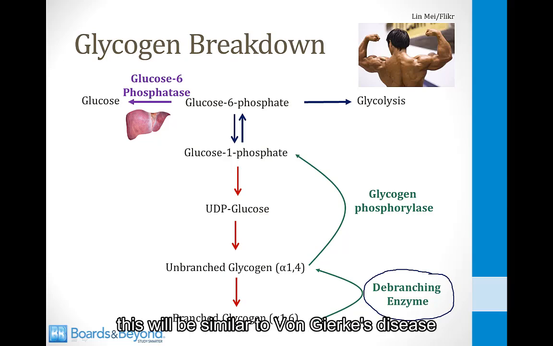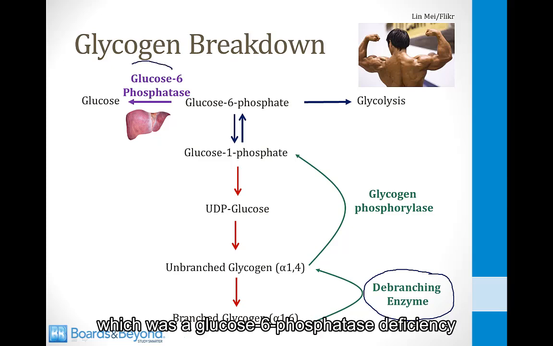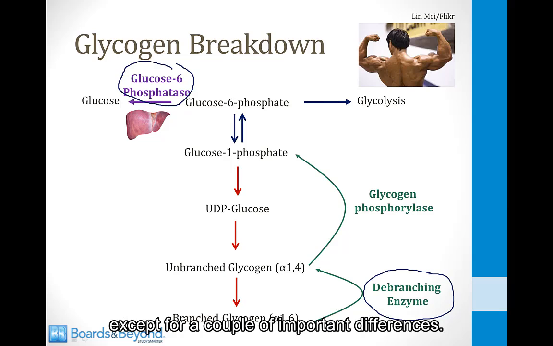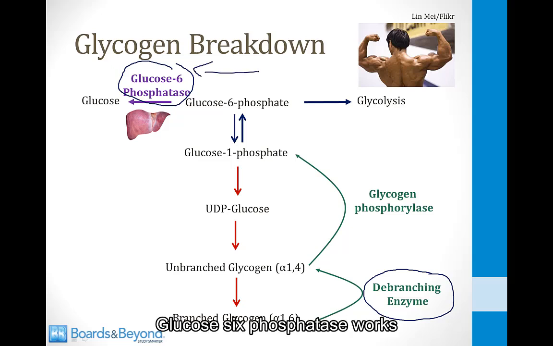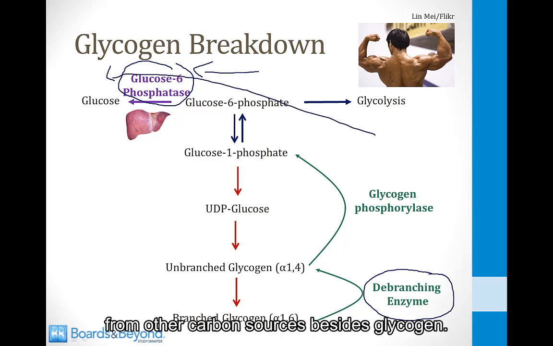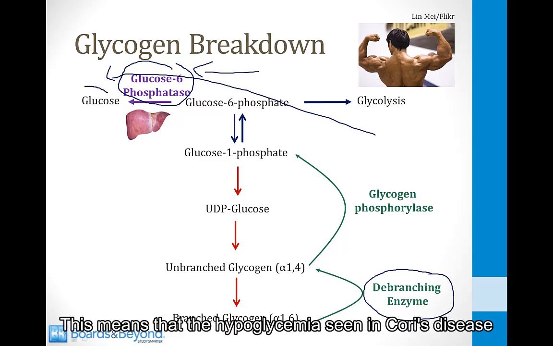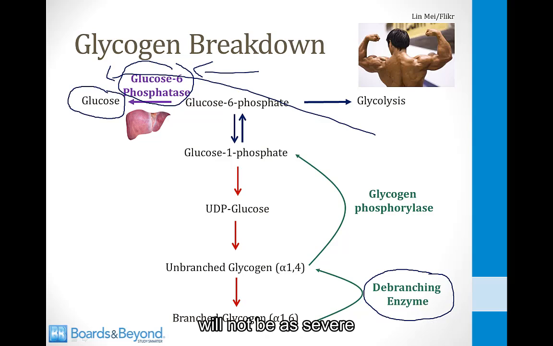In many ways, this will be similar to von Gierke's disease, which was a glucose 6-phosphatase deficiency, except for a couple of important differences. In a debranching enzyme deficiency, gluconeogenesis is still intact. Glucose 6-phosphatase works, and the liver can still synthesize glucose from other carbon sources besides glycogen. This means that the hypoglycemia seen in Cori's disease will not be as severe as in a type 1 glycogen storage disease or von Gierke's disease.